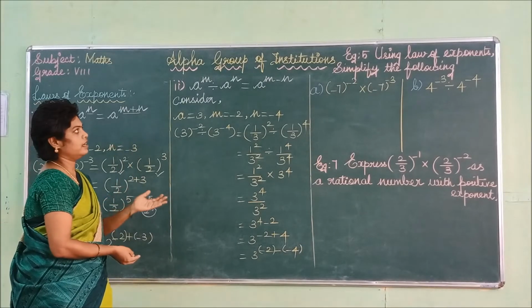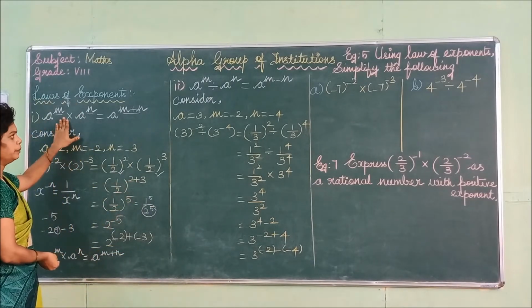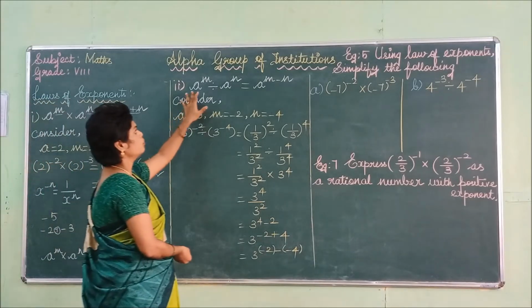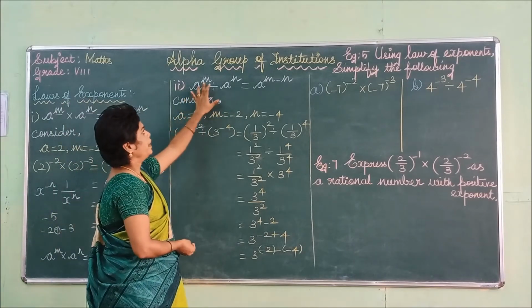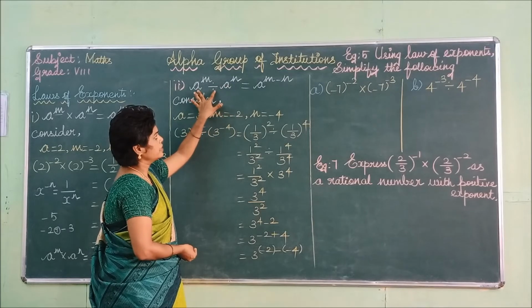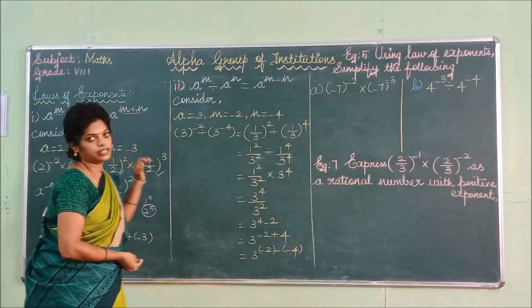So look at the second law. What is our second law? First law is multiplication, second law is division. So both the bases are same. How we can divide the powers: a power m divided by a power n. Both the bases are same. You can subtract the powers.